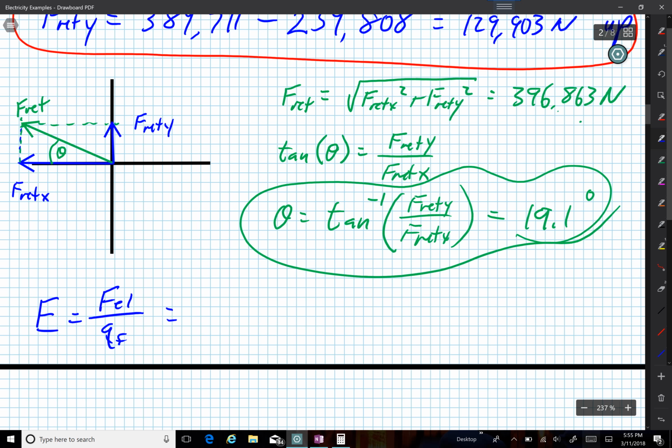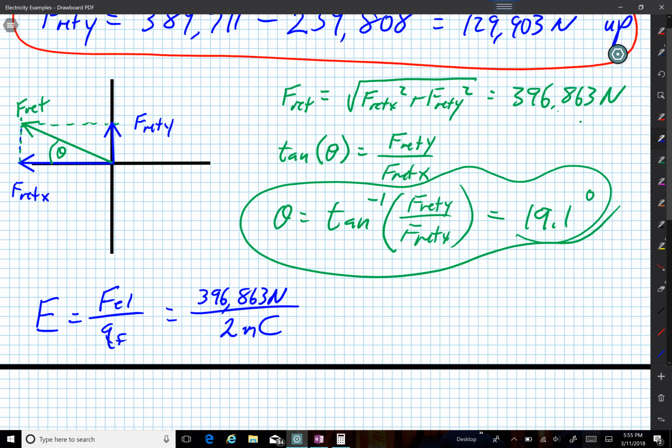So this is going to be the 396,863 newtons divided by 2 millicoulombs, because that was the field charge. It's 2 millicoulombs. It was negative. Notice I'm not putting the negative in because that's only direction information. I don't care about direction. I have other ways of figuring out direction. I just put in the magnitude or the size of the charge, 2 millicoulombs. I just need the numbers to crunch the numbers.